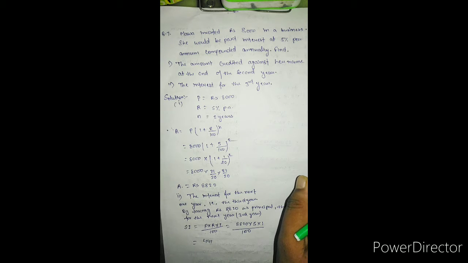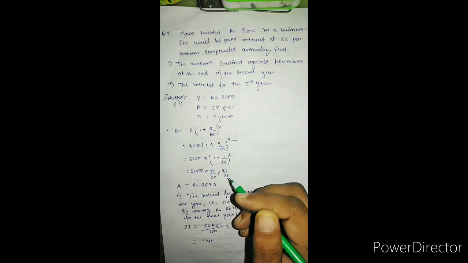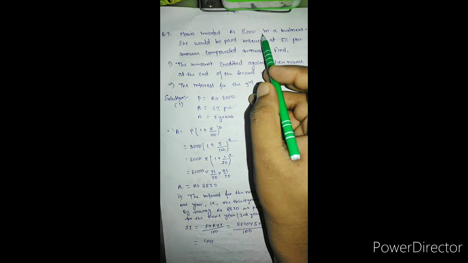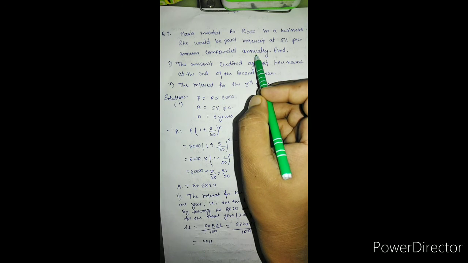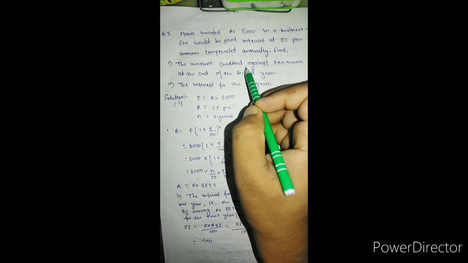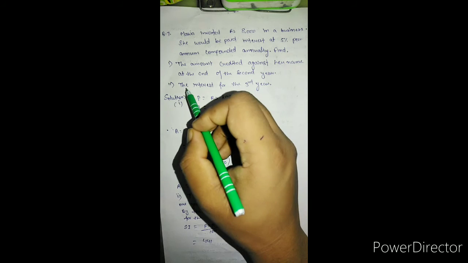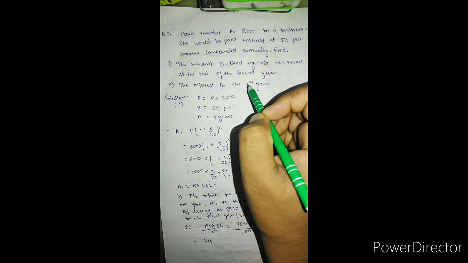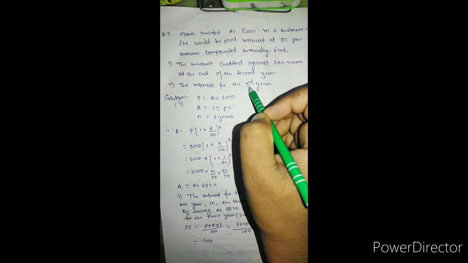Now dear students, look at question number 7 of exercise 8.3. The question is, Maria invested rupees 8,000 in a business. She would be paid interest at 5% per annum, compounded annually. Find the amount credited against her name at the end of the second year and the interest for the third year. Means we have to find out the amount for the second year, means 2 years, and then again 1 year.